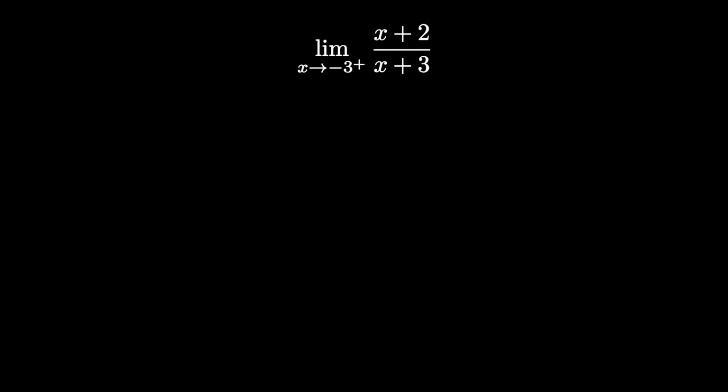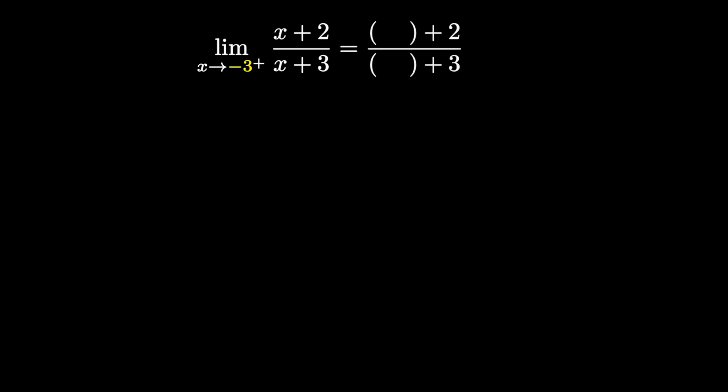So what we're going to do is plug in the value that x is approaching, which is negative 3, into our function. And when we do that, that'll give us (negative 3 + 2)/(negative 3 + 3). And negative 3 + 2 is negative 1, and negative 3 + 3 is 0. And negative 1 over 0 is undefined, because anytime we have a non-zero number over 0, that indicates it's an undefined value.